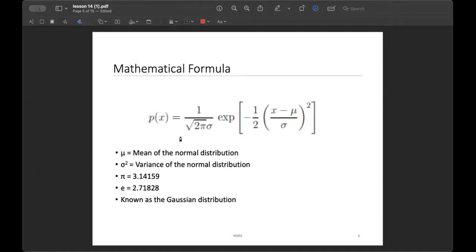And then the mathematical formula for this normal distribution is... what was it?